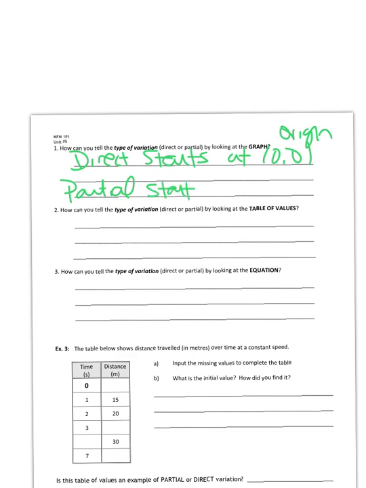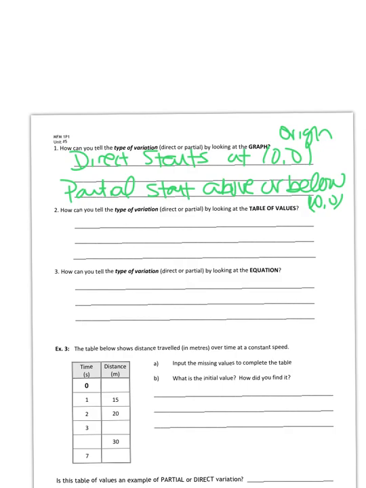we're going to say direct starts at 0, 0, so right on the origin. You might want to write that word in there. So right in the origin. And partial starts above or below 0, 0. Okay.